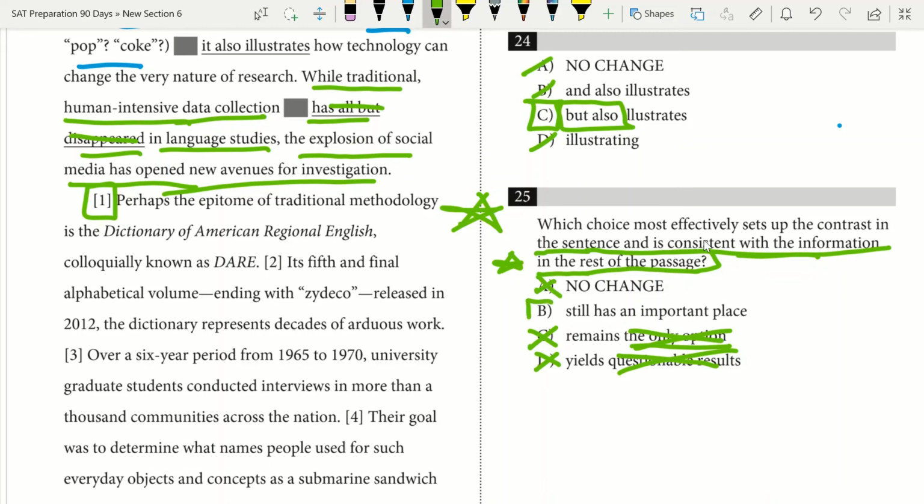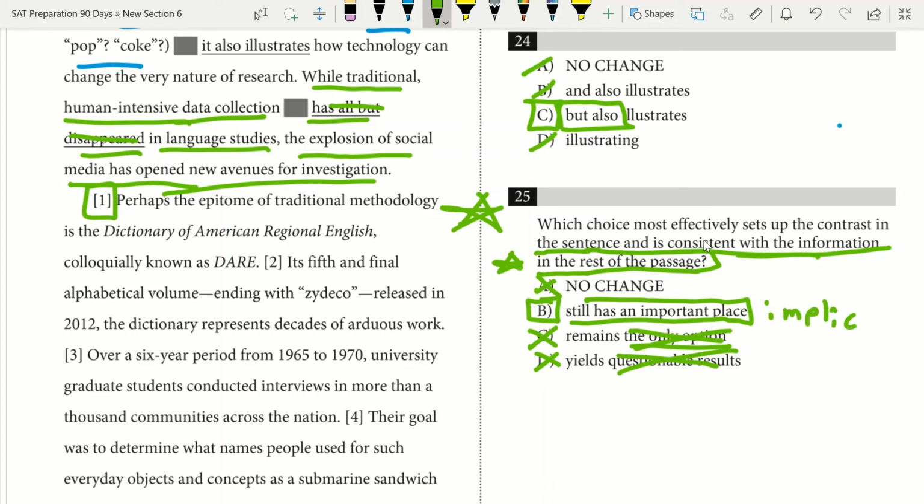Okay, now we would say it still has an important place. Now, do we ever explicitly state that it has an important place? I think that we might. I'll be honest, I don't exactly remember if we ever specifically state it has an important place. But even if we do not state specifically or explicitly that it has an important place, we do so implicitly.